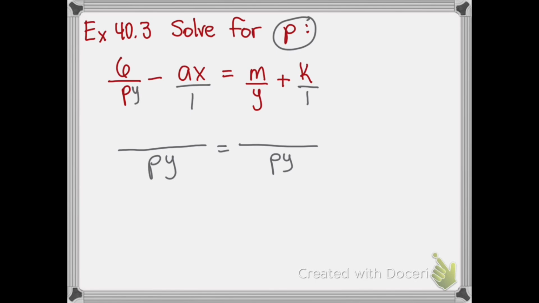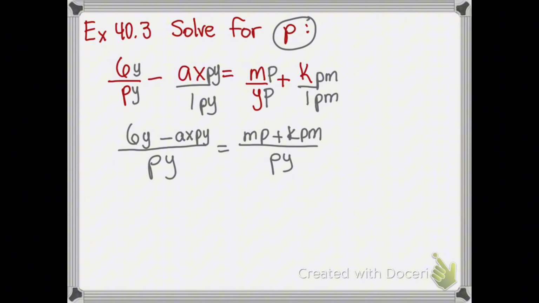So in this one, p is missing y, so we multiply there by y. Here we're missing py, so we multiply by py. I recommend to use a different color, like I am using a different color, so that you see what you are missing and what you have to multiply by. Then here on the top, we'll have 6y minus axpy, and then on the other side, mp plus kpm.